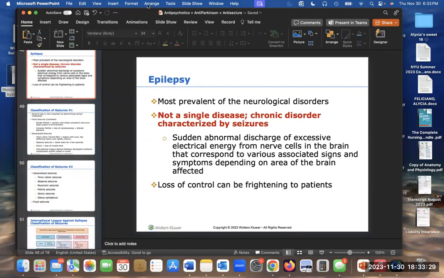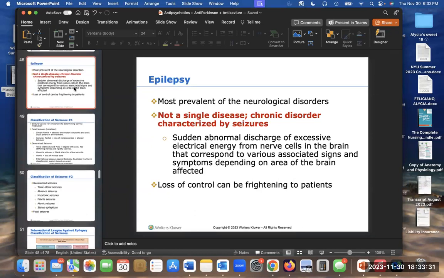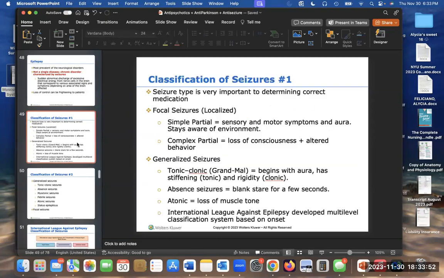Epilepsy is a unique type of seizure because it's a chronic disorder comprised of multiple neurologic disorders. Like I said, a seizure is an abnormal amount of electrical energy, and that's what this is, but it's caused by a multitude of things. It's not just one specific thing. And that's why epilepsy is very scary.